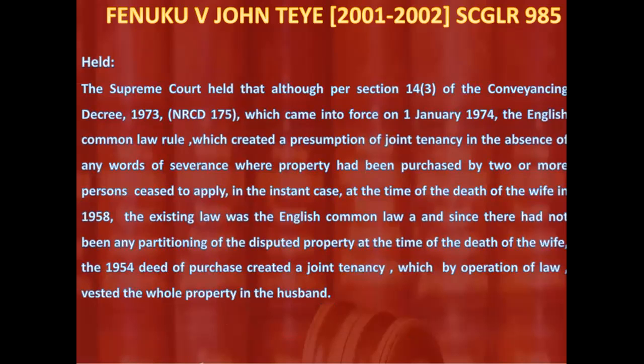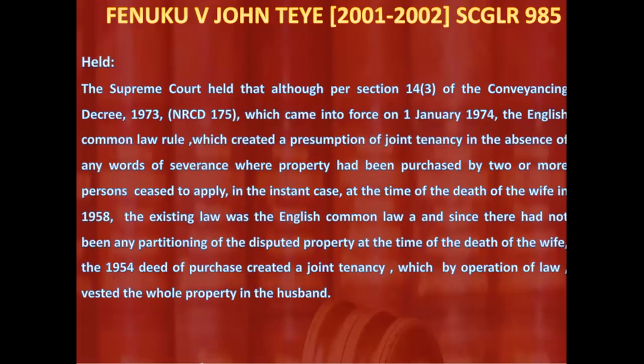It means that the court noted that since the property was acquired in 1954, at the time, the applicable law was the English common law. And remember, we have said that under the English common law, when people acquire properties together, there's a presumption that they hold it as joint tenants. So the court held that since the woman died in 1958, the right of survivorship had already kicked in and given everything to the husband. So the husband alone was the one entitled to the property because of the jus accrescendi. This is Fenuku versus John Tay, 2001-2002 Supreme Court of Ghana Law Reports at page 985.